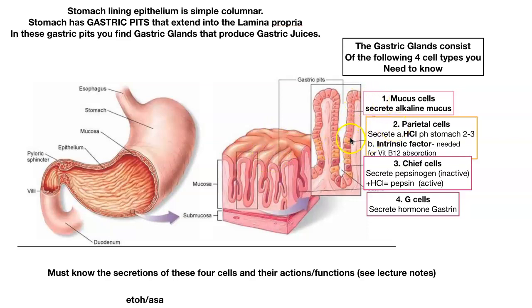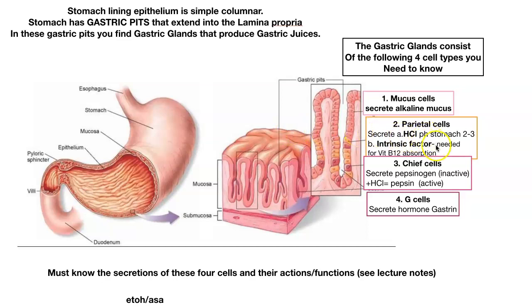The next cell down are going to be called parietal cells. Now these parietal cells secrete hydrochloric acid, HCl. That will give your stomach a pH of 2 to 3. Now, a lot of people think the pH is so low to help digest our food. No, the main purpose of a low pH like that is to kill any bacteria that may have gotten into the stomach. So that low pH will hopefully kill out the majority of bacteria.